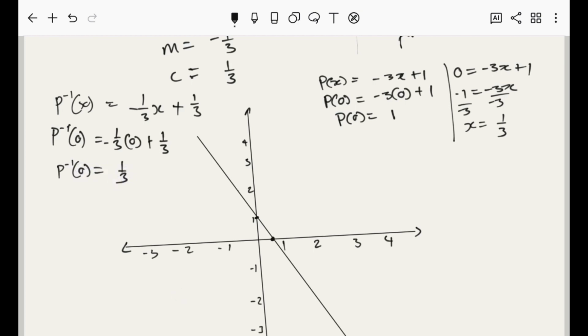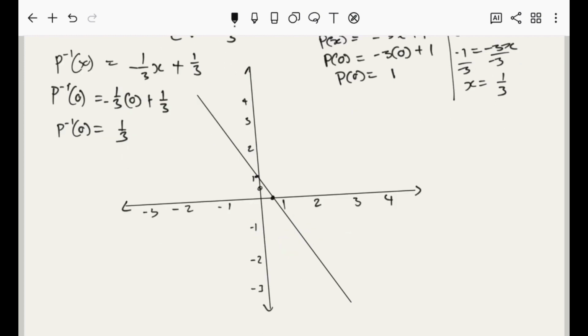So since we have that, this is our y-intercept. So it's somewhere over there. Let's just say somewhere over there. All right, somewhere over there. Okay, now we find the x-intercept.